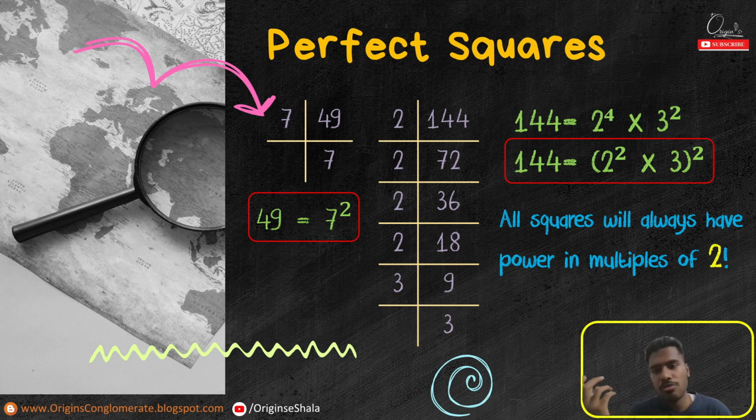Similarly for cubes, it should be a multiple of 3. Common sense, right? But mind well, all of the prime numbers, like for 144 it was 2 and 3, and there might be some number like 2 into 5 into 7 into 3, and powers would be different, but all of them should have power in the multiple of 2. That's the scenario and condition.